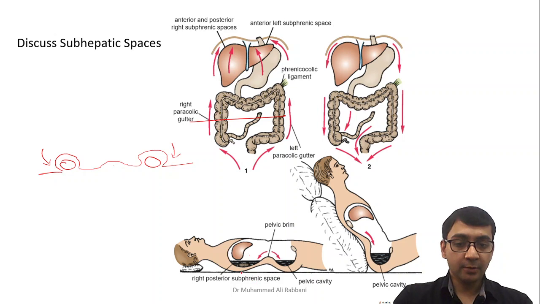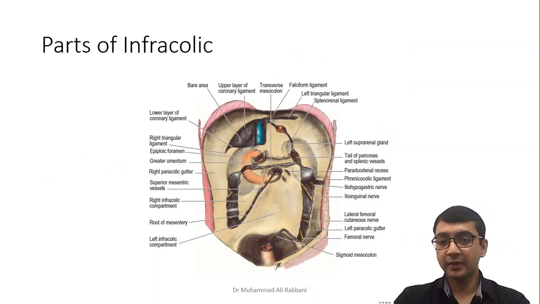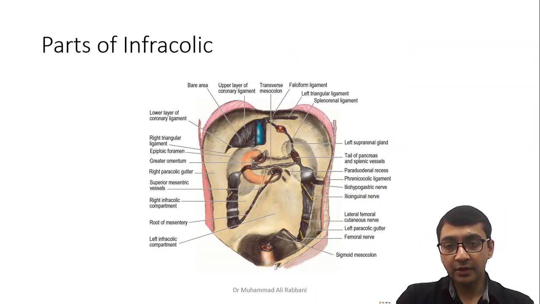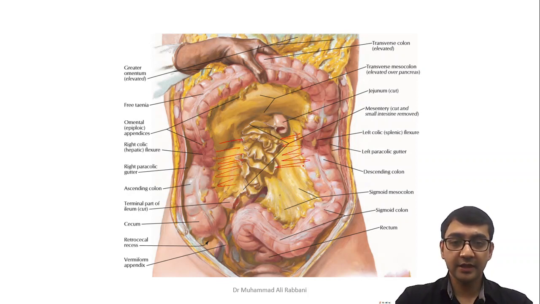And as we talked about, when the person has fluid here and sits up, the fluid goes through the right paracolic gutter all the way into the pelvis. So the paracolic gutter will be here. We discussed the parts of the infracolic compartment, the right and left compartments. This will be considered as right, and this will be considered as left.